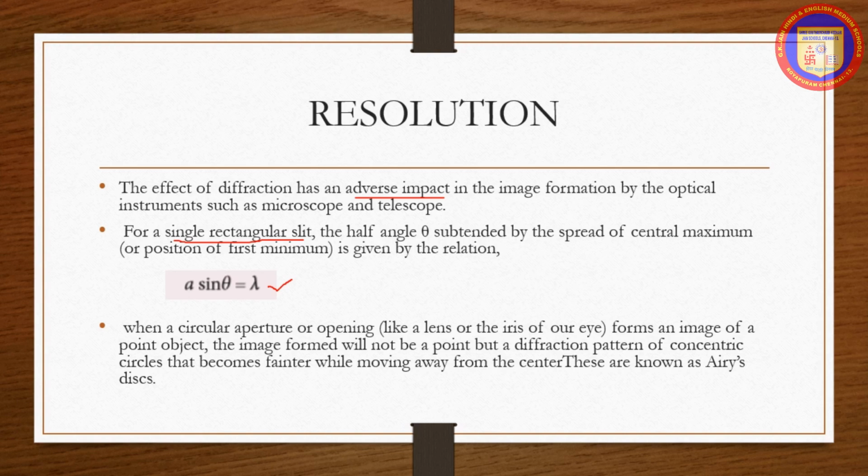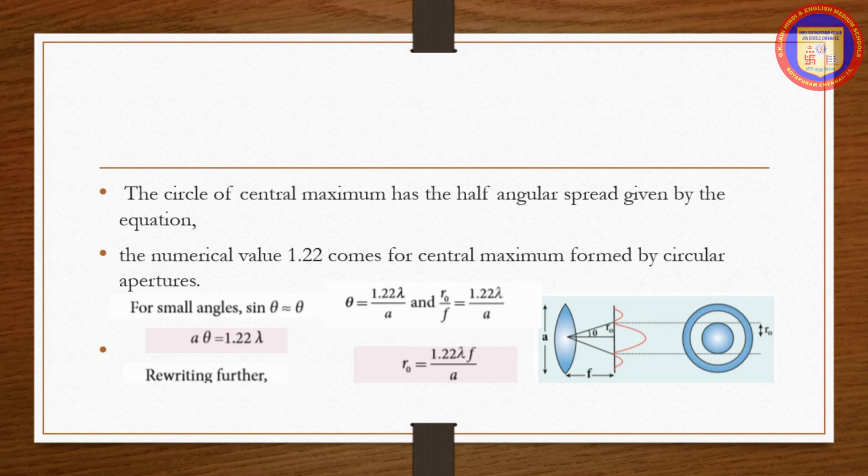When a circular aperture or opening, like a lens or the iris of our eye, forms an image of one point object, the image formed will not be a point but a diffraction pattern of concentric circles that become fainter while moving away from the center. They are known as Airy disks. So this is shown in the diagram.